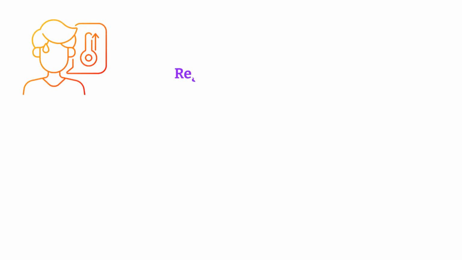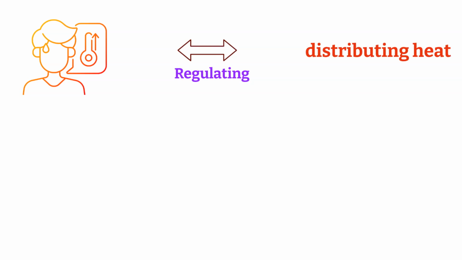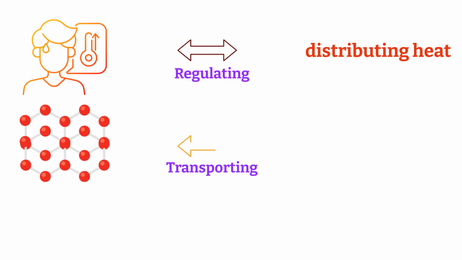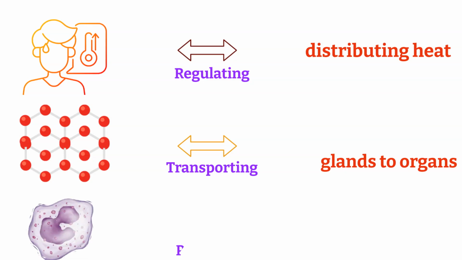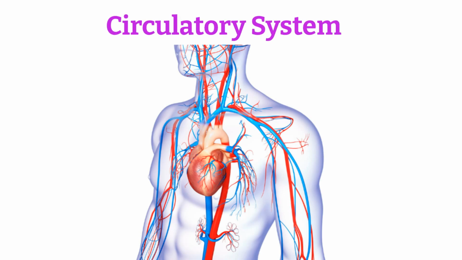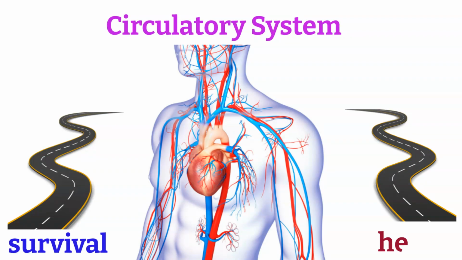This system also supports other critical functions of the body, such as regulating body temperature by distributing heat throughout the body, transporting hormones from glands to target organs, and protecting the body with white blood cells and antibodies that fight infections, all of which we will explore further momentarily. The circulatory system is indeed a remarkable network vital to our survival and overall health. So, buckle up and prepare for an enlightening journey through the highways and byways of our bodies.